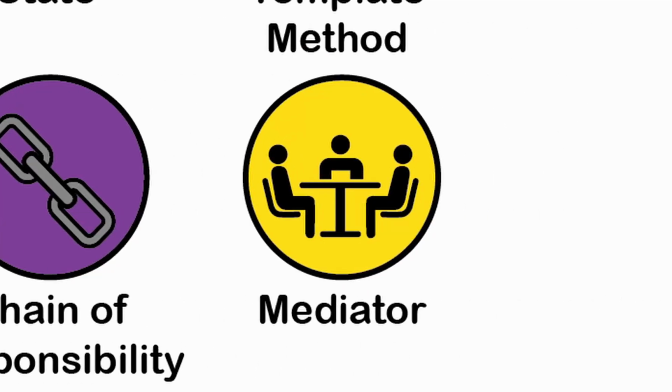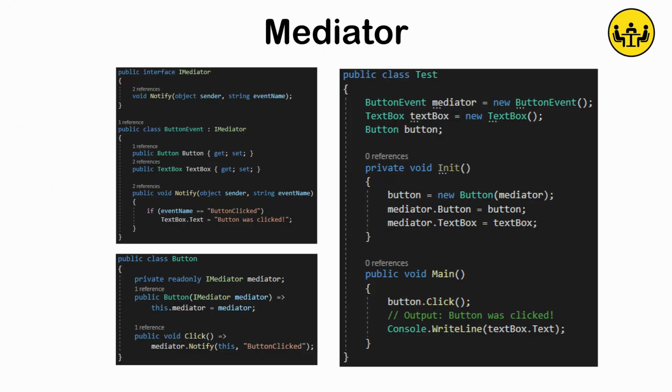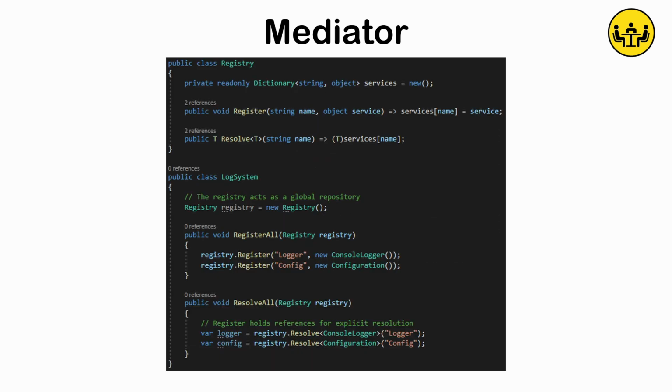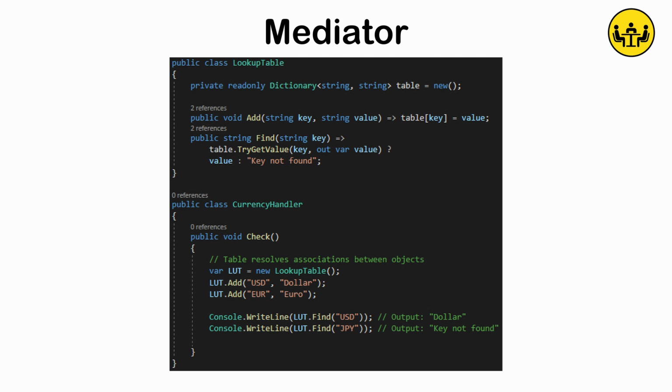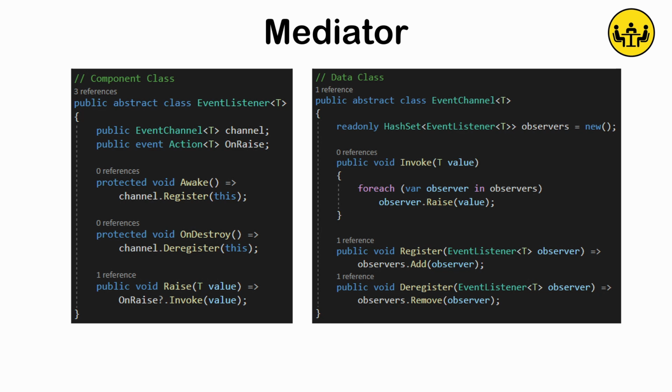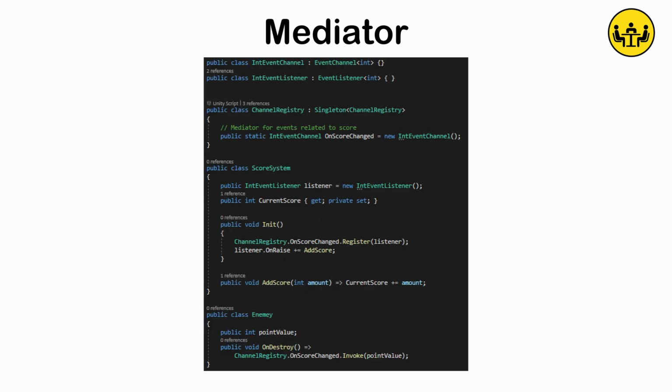The Mediator pattern. A way to centralize communication between objects to reduce dependencies between them. Managers, registries, lookup tables, and repositories all tend to implement the Mediator pattern, as any class that needs information can simply call them directly and ask for data or methods stored there. Events and event channels can also serve as mediators by notifying all subscribers when a particular action has occurred. Mediators are highly scalable as they help enforce separation of concerns.